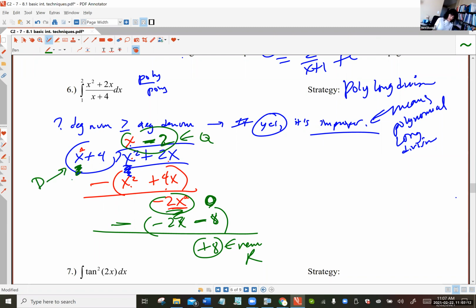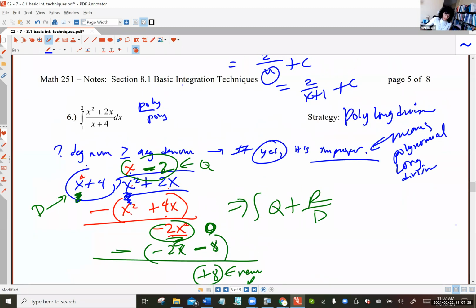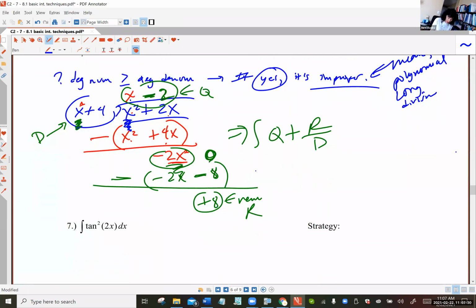This is your divisor. So when you write your result, please remember that it has to be Q plus R over D. Don't mess that up, because you don't want to do all this polynomial long division and I'll only give you a point or two for partial credit. So when we write our Q, we get x minus 2 plus R, that's 8, the remainder, all over the divisor, dx. And now I think we can integrate pretty easily.